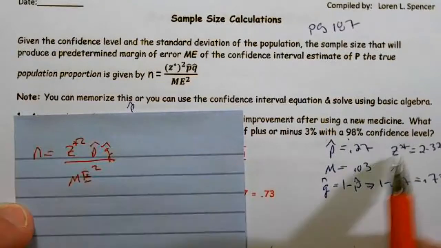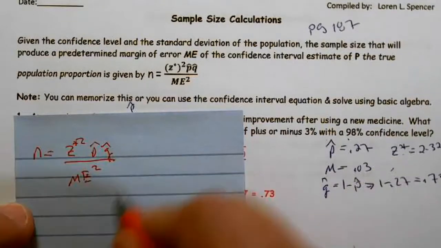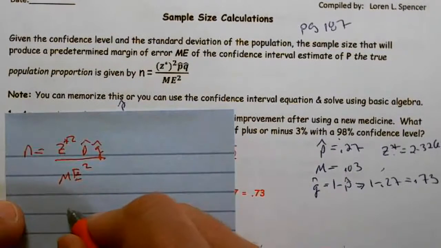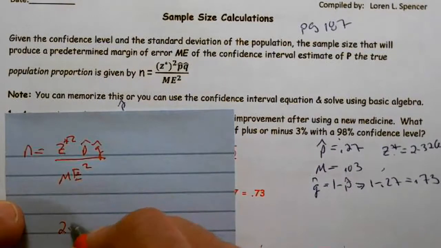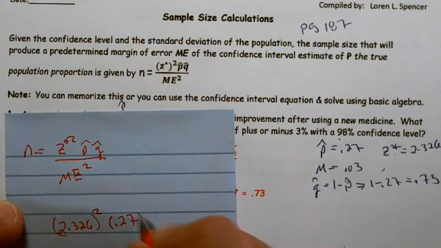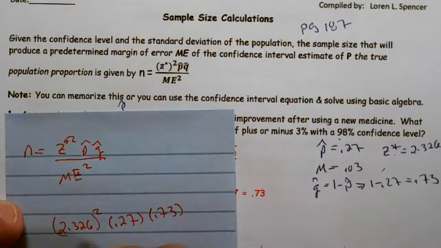Well, off to the side, we'd already calculated Z star. So that's going to be 2.326. So 2.326, and we're going to square that, times 0.27. We said Q hat is 0.73. And our margin of error was 0.03, and we need to square that.